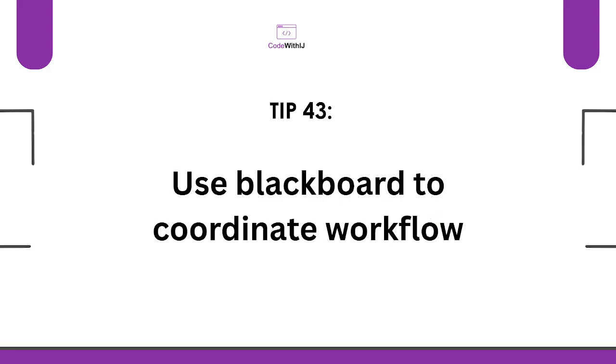Next tip: use blackboard to coordinate workflow. What is this thing? Think of a blackboard system as a shared workplace or a data structure where independent subsystems, agents, processes, or components post and read information to coordinate with each other without being tightly coupled. Last time in our tips we talked about not coupling functions together, learning to bisect things and make things run independently. Today we're telling you that you can use a blackboard to coordinate your workflow.